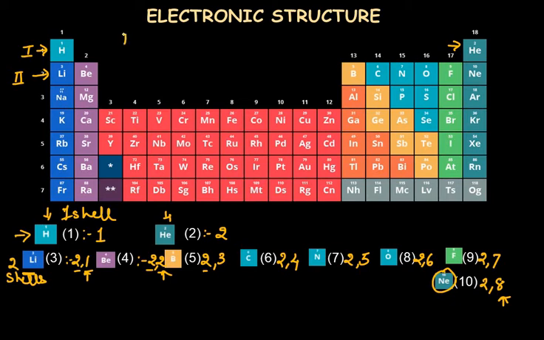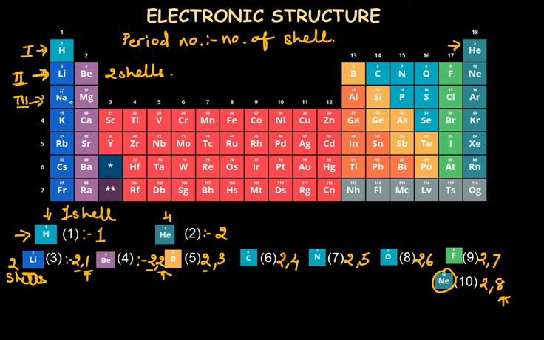This means that the period number of any element indicates the number of shells. That shows that if an element is in period 1, it's going to have just one shell. If it is in period 2, then it's going to have 2 shells. So if you talk about the third period, then the elements of the third period should have 3 shells filled with some electrons in their electronic structure.